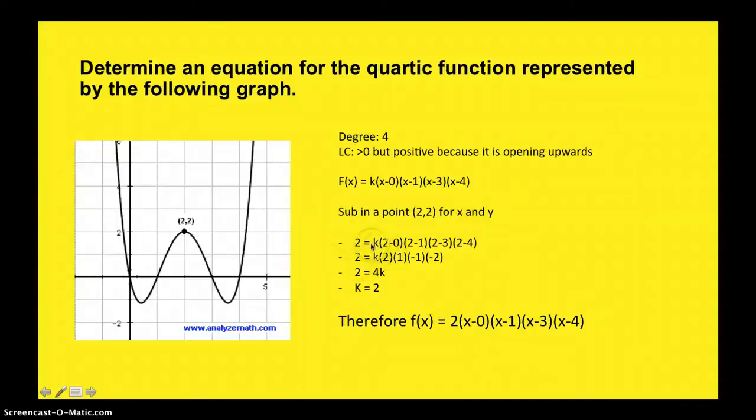So it will give you 2 equals k(2 minus 0)(2 minus 1)(2 minus 3)(2 minus 4), and you will get k times 2 times 1 times negative 1 times negative 2. So 2 equals 4k and k equals 0.5. Therefore, the equation is f(x) equals 0.5(x minus 0)(x minus 1)(x minus 3)(x minus 4).